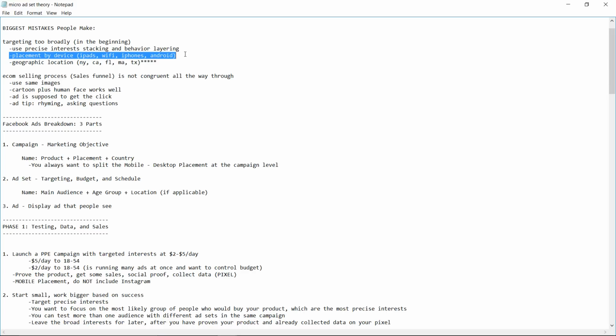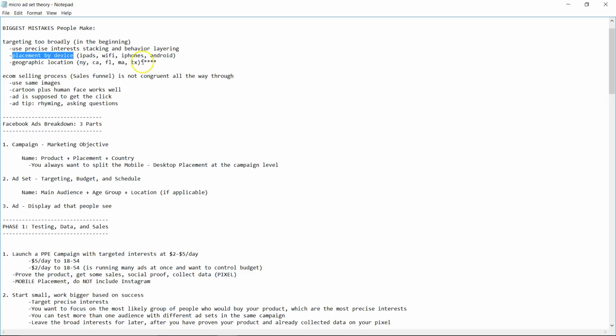Maybe they are on their mobile during the day, they're on their desktop at night. This is all going to be down to testing and audience-based, but it's something to consider because you can place by device, as I showed you in the targeting section.